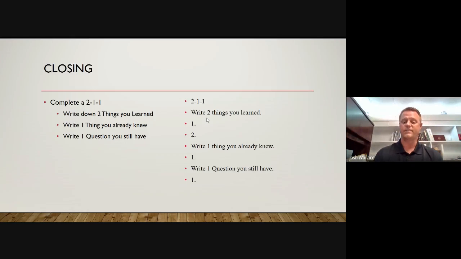Here on the right side, you could write 2 things that you learned today from this lesson. And everyone's is going to be different. So 2 things you learned. After you complete that, you could write 1 thing you already knew about technology. And like I said earlier, a lot of you may already know more about technology than I do. And then 1 question you still have.